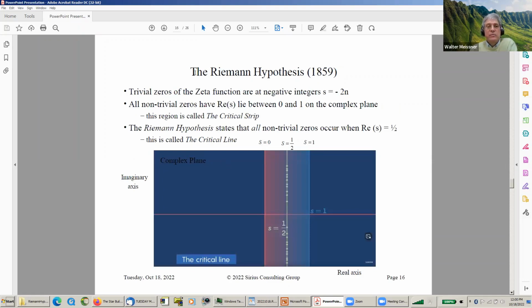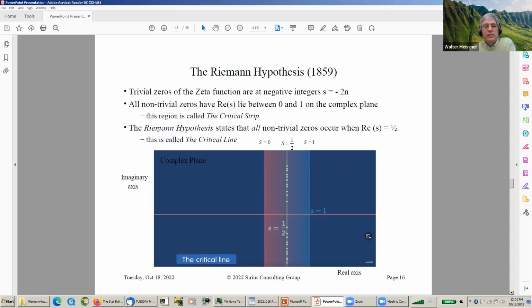Okay, so what is the Riemann hypothesis? 1859. Trivial zeros are at the negative integers, S equals minus 2n. I mentioned that already. And they can show that the rest of the zeros, the non-trivial ones, will have the real part of S lie between 0 and 1. So here's the real part of S equals 0, and here's the real part of S equals 1. And they can basically show that there'll be zeros somewhere in this region.